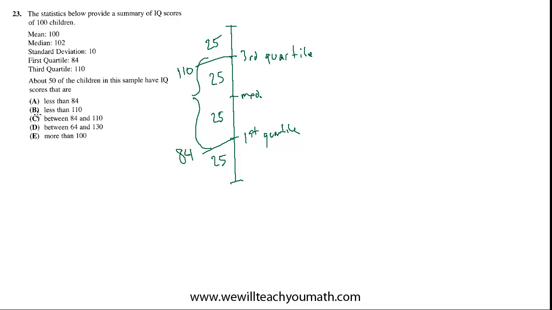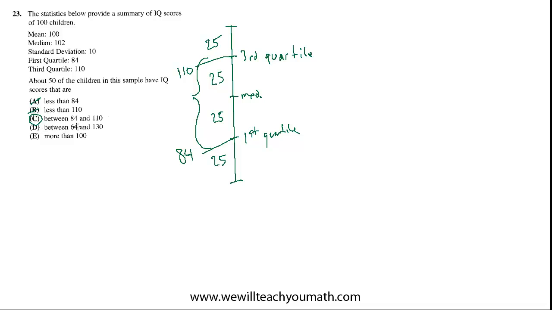So the best answer is C. 50 of the children, half of the children, 50% of the data, are between the first quartile and the third quartile. So hopefully that makes sense. And let's just talk about why the others do not make sense. 50% less than 84? No, because 84 is the first quartile, so only 25% is below that. Less than 110 doesn't make sense, because less than 110 is the third quartile. That's 75% of the data. We only want half. We like C.